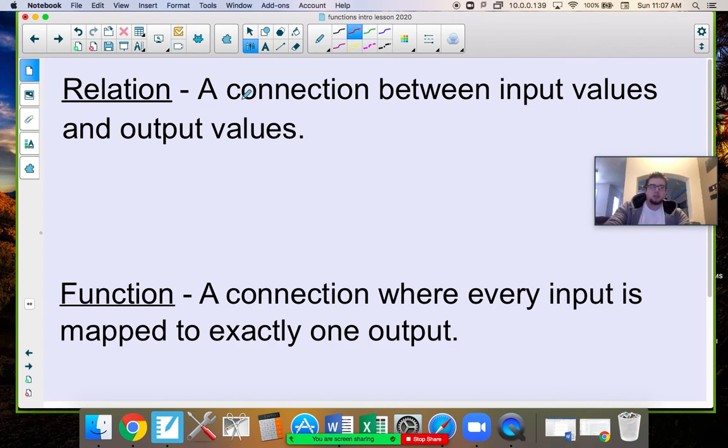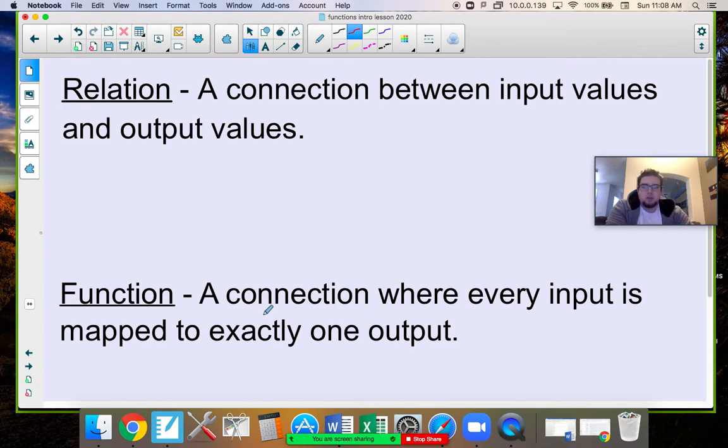So that could be any sort of rule that you can think of, or it could just be a simple connection. The biggest place we can kind of think of a relation in the real world is like a soda machine. You hit the button of the soda you want and it spits out the soda that you selected. Now a function is a very special relation where every input is mapped to exactly one output.